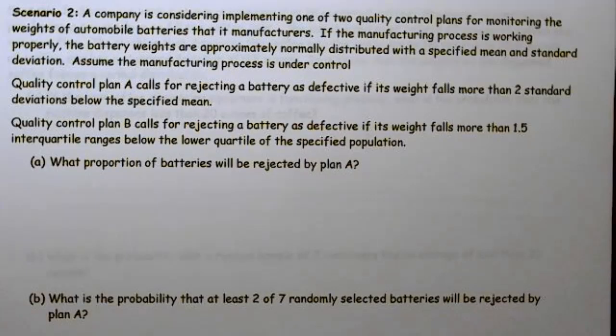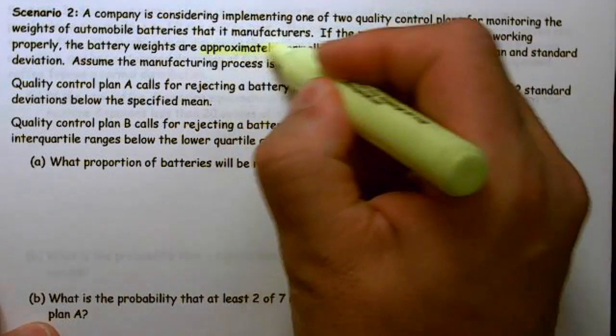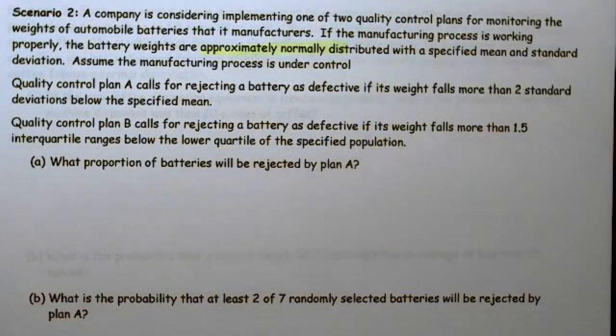Okay, this is the video for the group quiz, and this is scenario 2. A company is considering implementing one of two quality control plans for monitoring the weights of automobile batteries that it manufactures. If the manufacturing process is working properly, the battery weights are approximately normal. As soon as I see approximately normal, I need to focus on that. That's important. Probably going to be working with Z equals X minus mu, or Z equals an X bar.